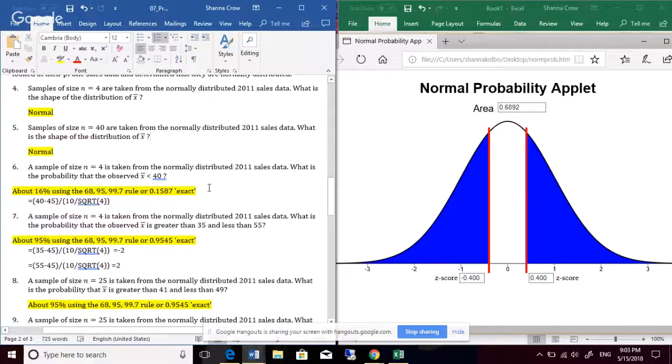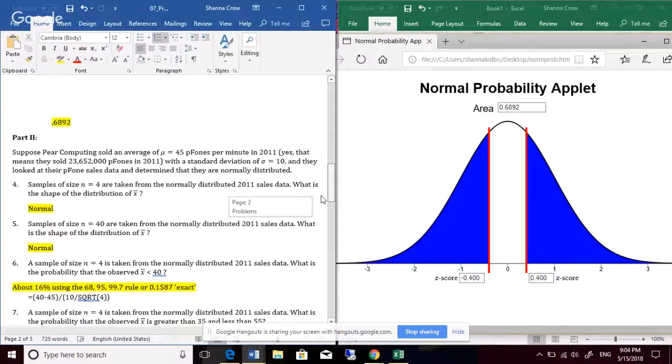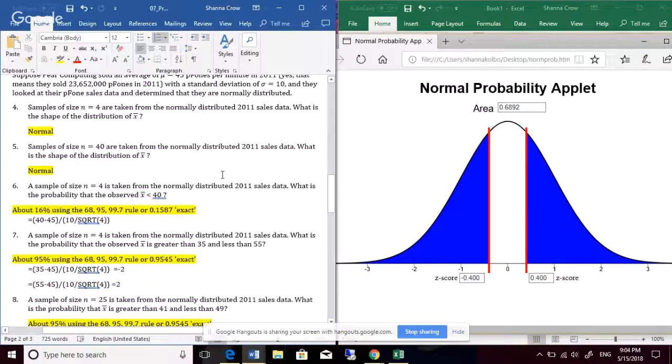You can do these ones. Did you get that answer? Yeah. Move on. A sample of size n equals 40 is taken from the normally distributed 2011 sales data. What is the shape of the distribution? Well, it's over 30, so it should be normal, right? Yep.